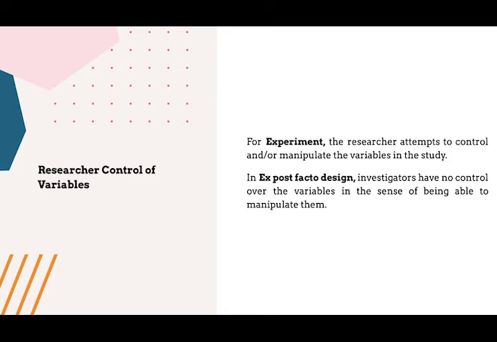Next one is researcher control of variables. Okay, so they're also divided into two. The first one is experiment, where the researcher attempts to control or manipulate the variables in the study. The second one is ex post facto design, where the investigators have no control over the variables in the sense of being able to manipulate them.